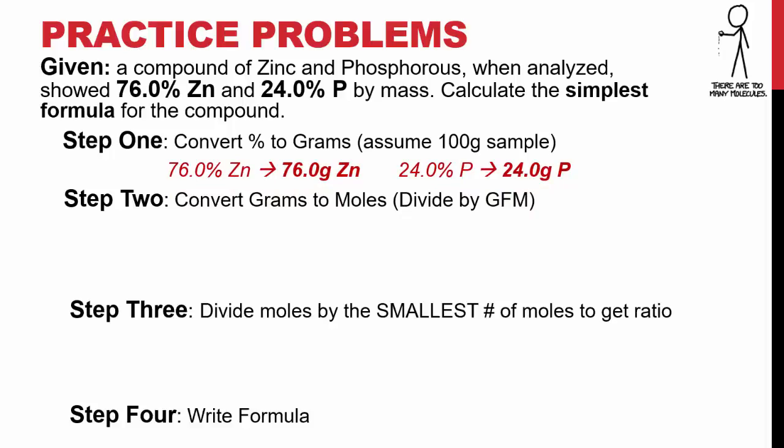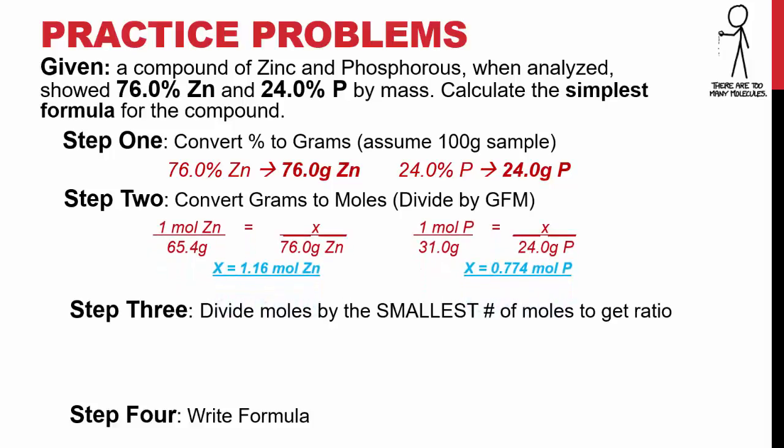The second step is to take the grams of these elements and now divide it by their GFM to figure out how many moles we have. So 1 mole of zinc is 65.4 grams. We don't know how many moles that is, but we have 76. We have 1.16 moles of zinc. For phosphorus, we know that 1 mole of phosphorus weighs 31 grams. We have 24, so therefore we have 0.774 moles of phosphorus.